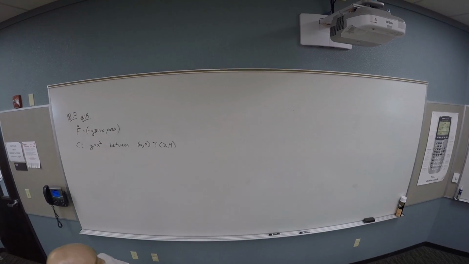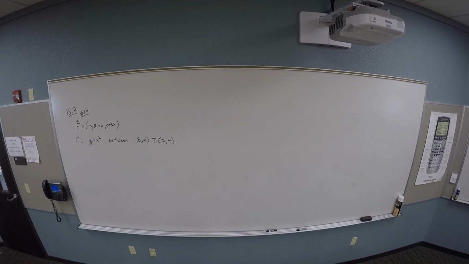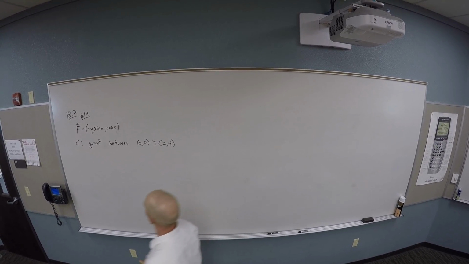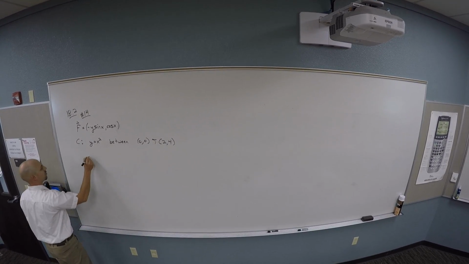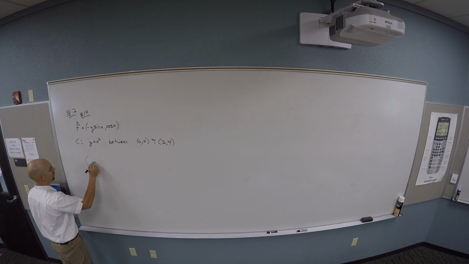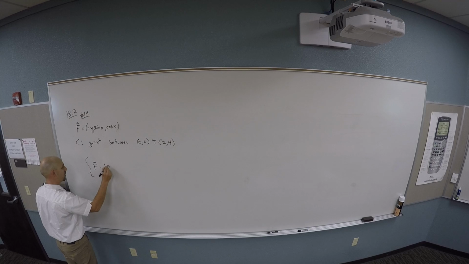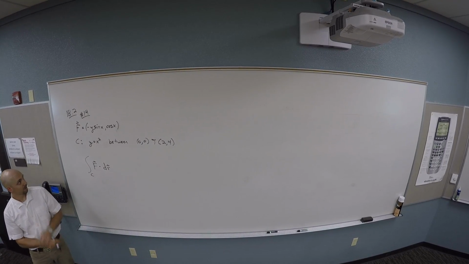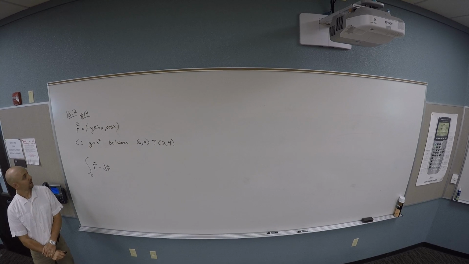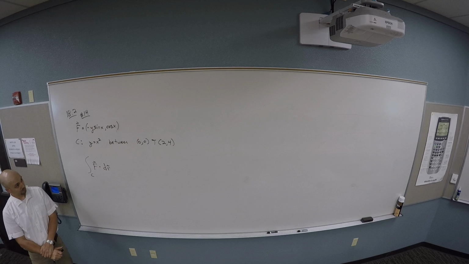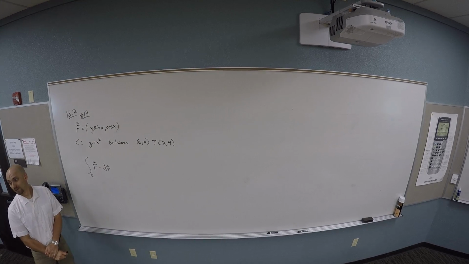All right, let's try this guy. Number 14 out of 18.2. I want to calculate the line integral over curve C of f dotted with dr, where f is minus y sine x comma cosine x. And our curve is a chunk of the parabola y equals x squared between (0, 0) and (2, 4).